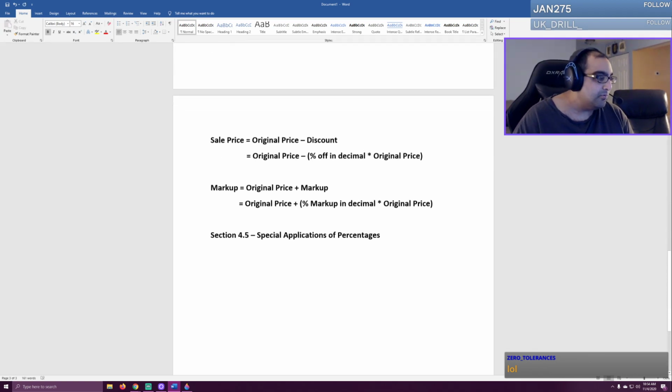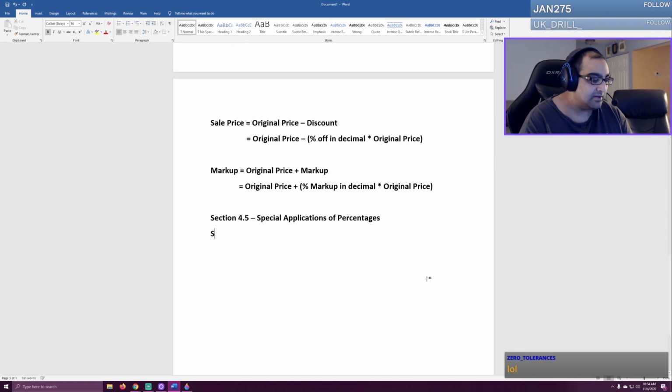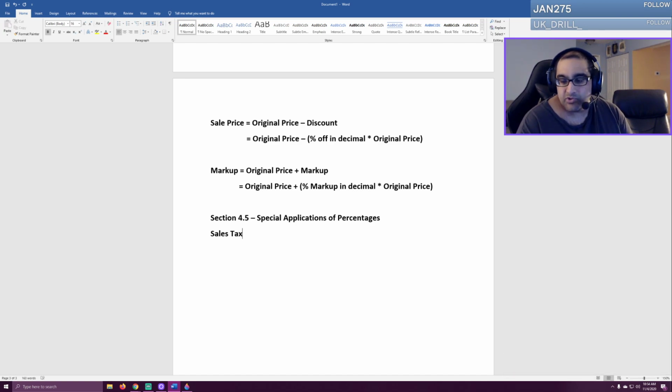One of the special applications regarding percentages is sales tax. As most of you know, anything we buy has to have sales tax associated with it. Typically that's your local sales tax, wherever you buy that particular item, with a few exceptions, of course. Sales tax would be the same as the markup.